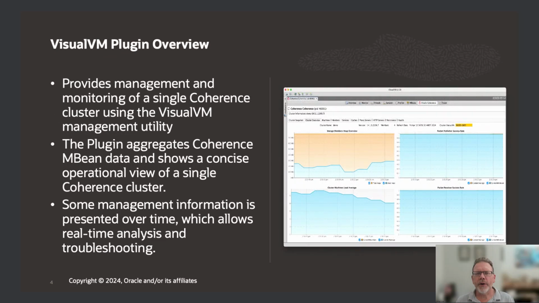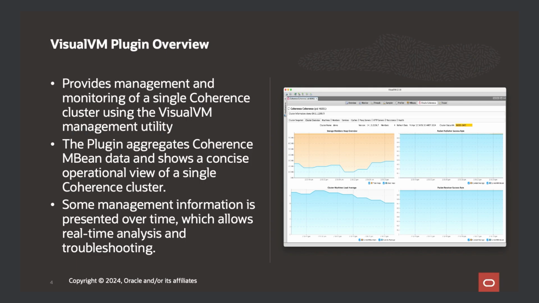Now that we've seen a quick overview of the management capabilities, let's focus on the Coherence VisualVM plugin and the latest tracer features. The VisualVM plugin provides management and monitoring of a single Coherence cluster via the VisualVM utility. It aggregates Coherence MBean data and shows a concise operational view of a single Coherence cluster. Some of the management information is presented over time, which allows real-time analysis and troubleshooting. Let's now show a quick demonstration of the VisualVM tracer capabilities.